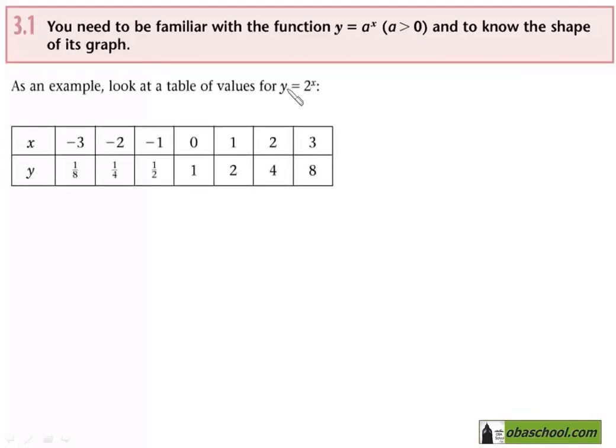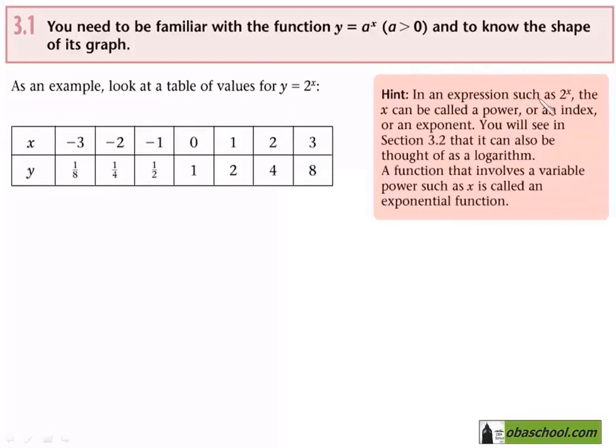As an example, look at the table of values for y equal to 2 to the power x. As you can see here, for every x, we have the value of y. When x was minus 3, y was 1 over 8, and so on. This table of values is going to be really helpful while we go ahead and present it on the graph.